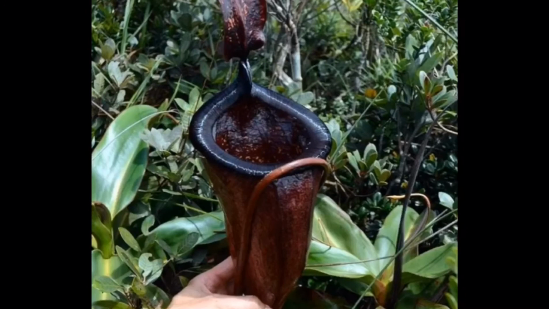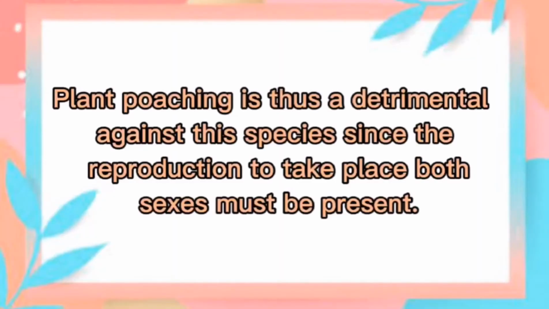These species grow in magnesium-rich ultramafic soil and mainly in high-altitude shrublands. This plant is dioecious with a slight male bias. Plant poaching is thus detrimental to these species, since for reproduction to take place both sexes must be present.